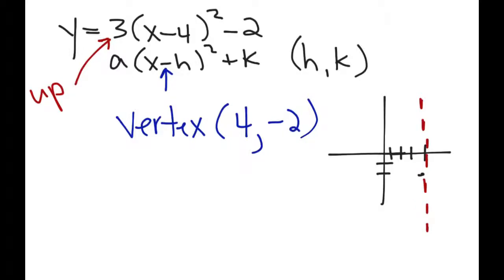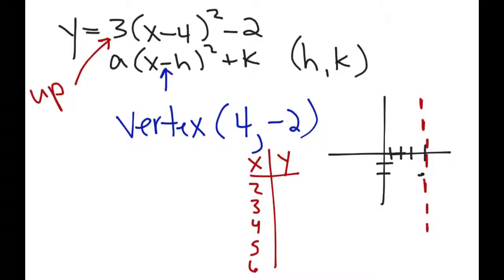So if I want to make a table of values now, I'm going to make the table of values around where the vertex is. So I'm going to put a 4 here in the middle. I'm going to put 3 and 2 on one side and 5 and 6 on the other. Then I'm going to go fill out my table.